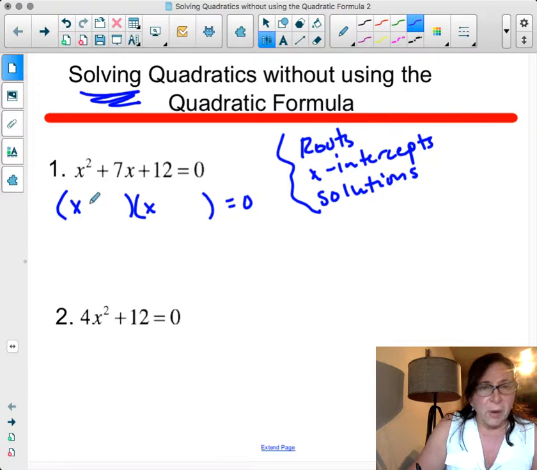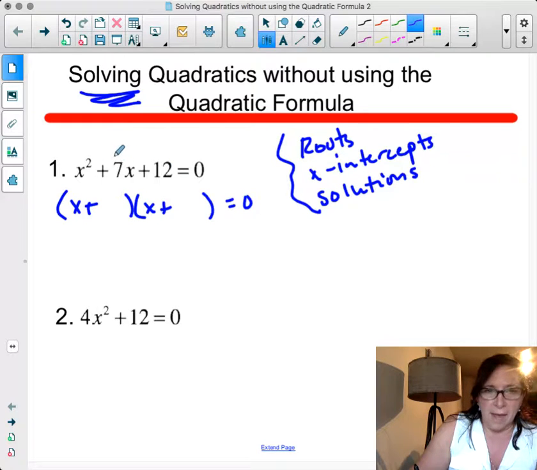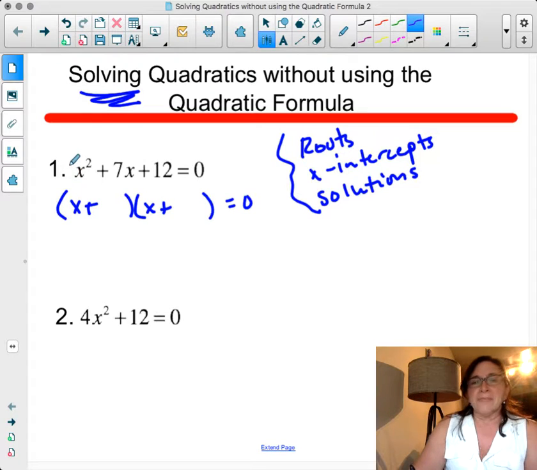To make x squared, that's just x times x. Both of the signs are positive, so these are both plus. And then you're just asking yourself, what multiplies to be 12 and adds up to be 7? That's only if there's a 1 in front here. You can't do that if there's not a 1, if there's a number. And we're going to do a later example of that.